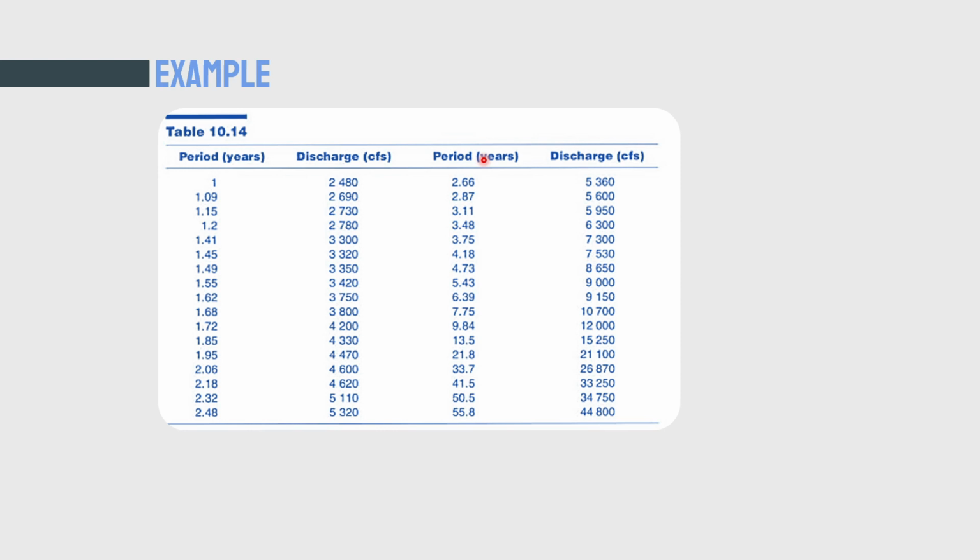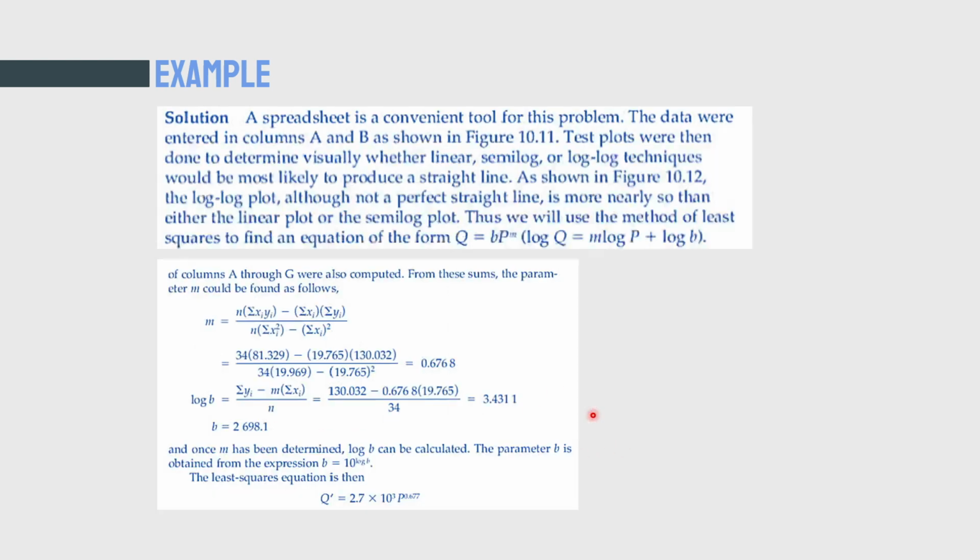Now that's the table. You have the period in years and the discharge, and you have the period and the discharge again. So the years go from 1 all the way to 55.8. Discharge will be 44,800 and so on. Now the solution, a spreadsheet is your friend in this case. Of course, you can use spreadsheets to find the fitted line using the least square method and be able to find the correlation between data, which is making sense.